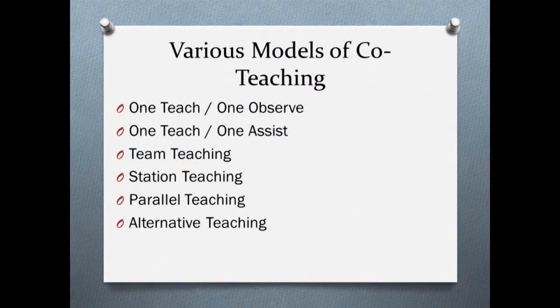In the case of Double Trouble, alternative teaching could have been used, similar to the one teach and one assist approach, with Martha taking responsibility for the larger group and having Art use specialized strategies and accommodations to help Bill and Evan in a small group setting.